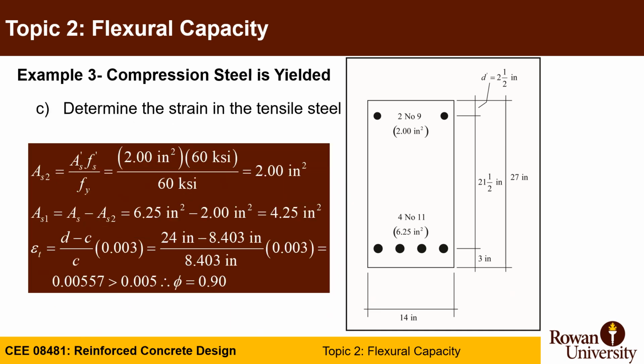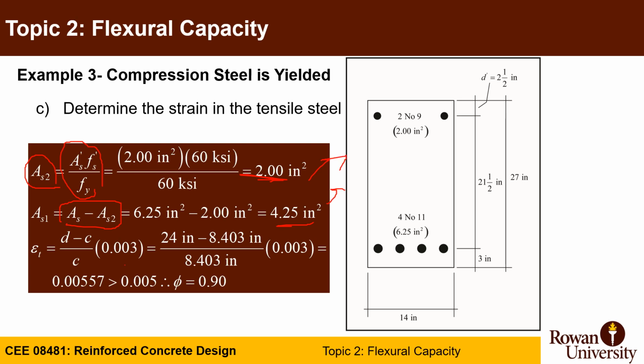There is another method that you can calculate. You can calculate what's so-called AS2, and in this case, AS2 is AS dash FS dash divided by F yield. In this case, AS2 will be equal to 2, and AS1 is going to be AS minus AS dash, or AS2, going to be 6.25 minus 2, and going to be 4.25. This is another way of solving it.